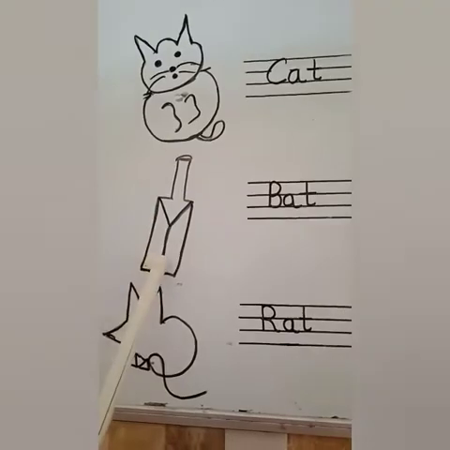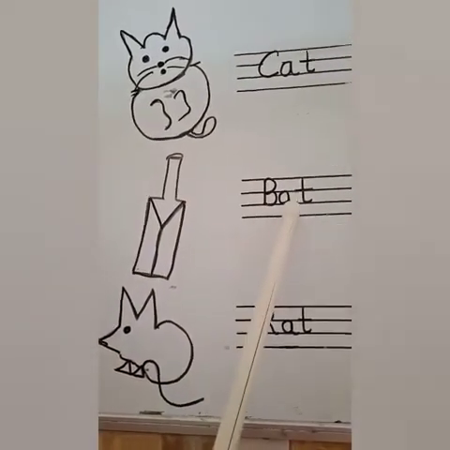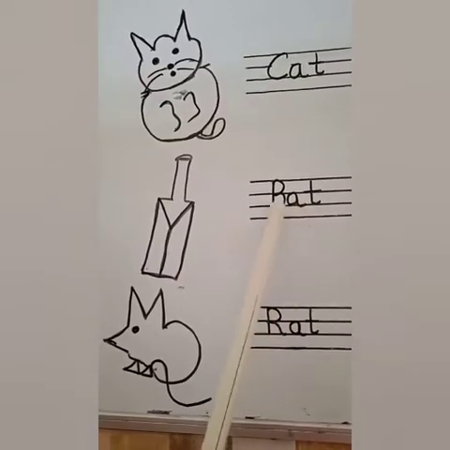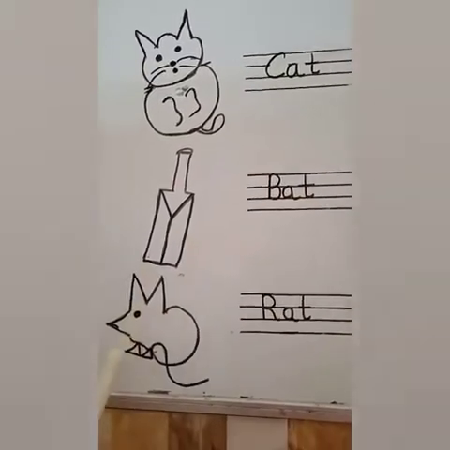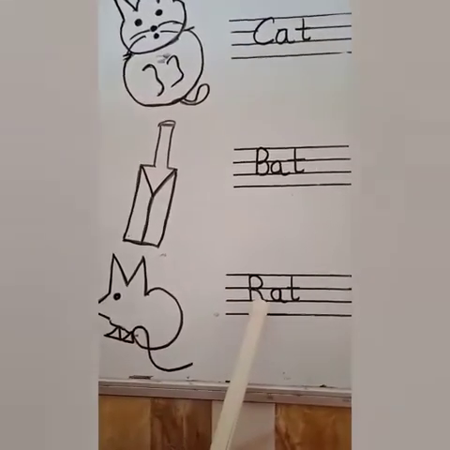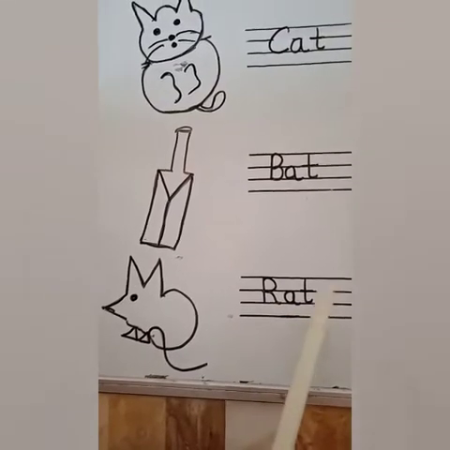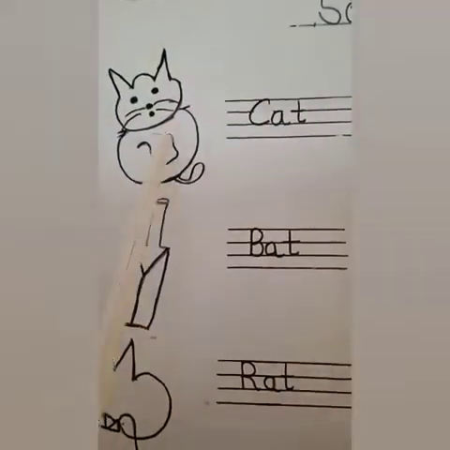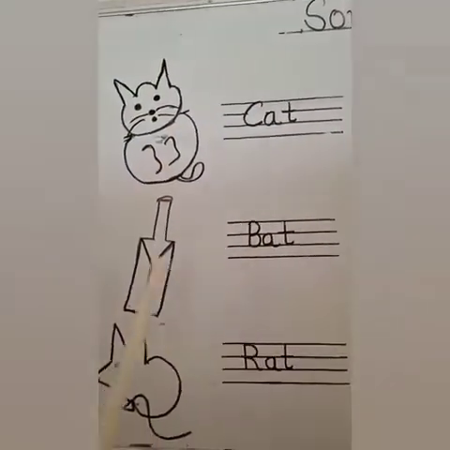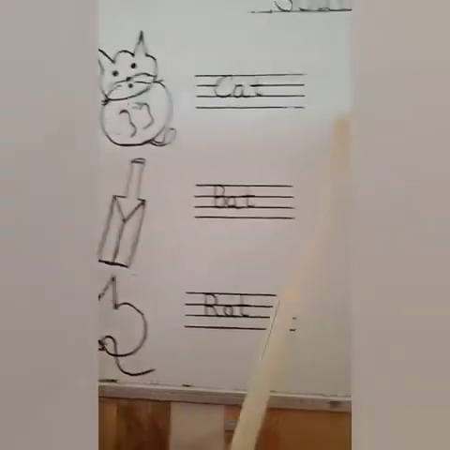What is this? This is a bat. According to phonic sound, B, ba, ant, bat, B-A-T, bat. Wow, what is this? This is a rat. R-A-T, rat. Again, C-A-T, cat. B-A-T, bat. R-A-T, rat. Next picture.